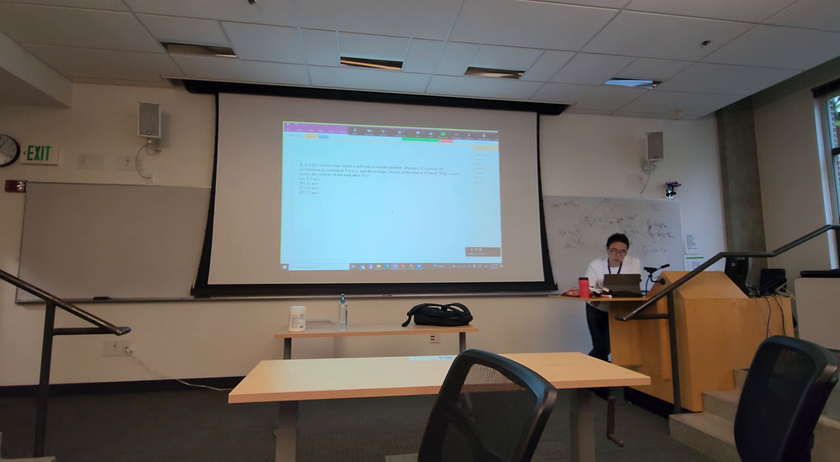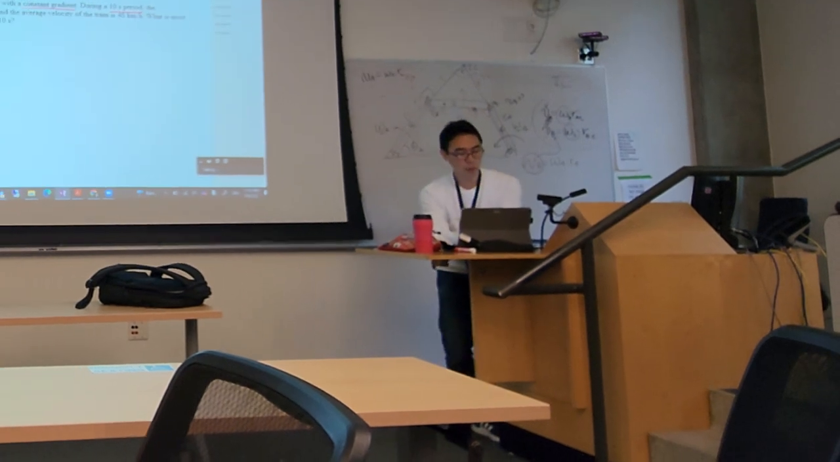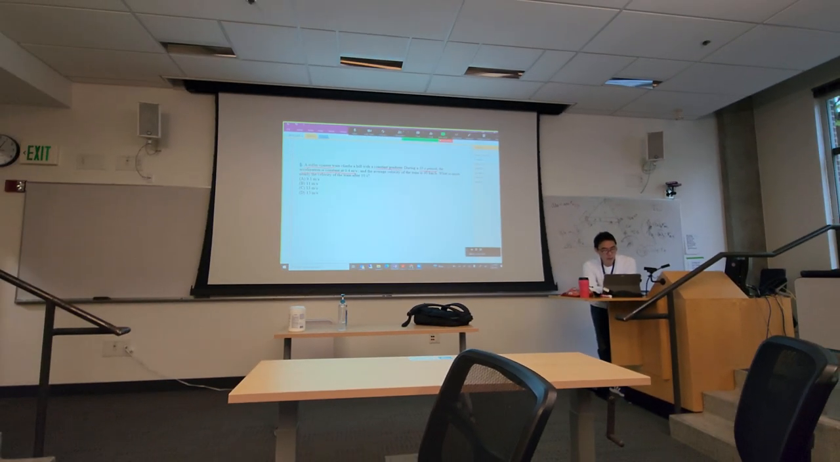Okay, this is also an interesting kinematics problem. This is a roller coaster, so it is a curvilinear motion, and then it is a constant gradient, and a 10 seconds is given, acceleration is a constant. What does the acceleration as a constant mean? Do you remember? In this case, because there's no theta and r is given, I'd rather use the tangent and normal coordinate system.